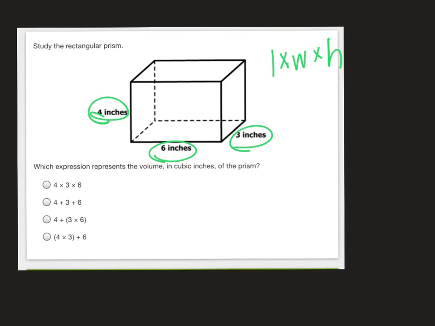We're going to look at our choices and see which one of these is the only one that tells us to multiply length times width times height. If I look in choice B, the second choice, you see these addition symbols? That should be a red flag telling you that is not your answer. Same thing here. There's an addition symbol, not your answer. Addition symbol here, not your answer. The only one that tells you to multiply these three numbers, it does not matter the order, to get our volume is the first choice.